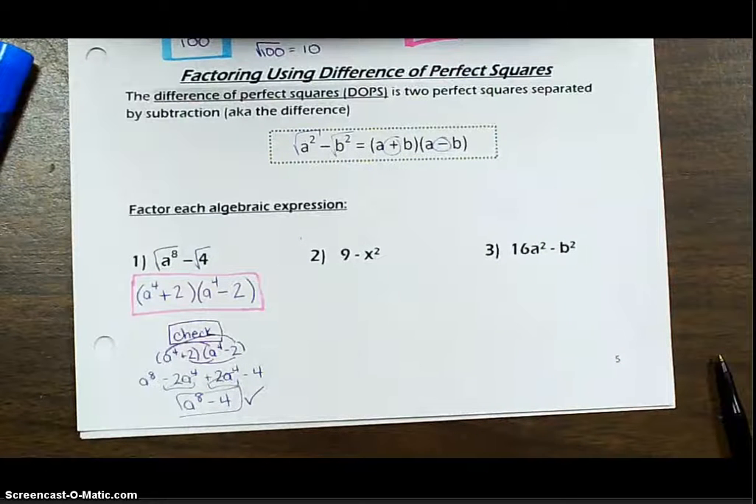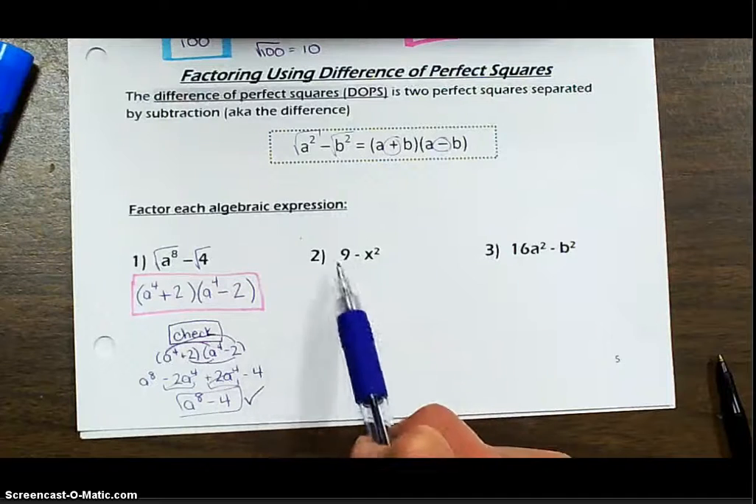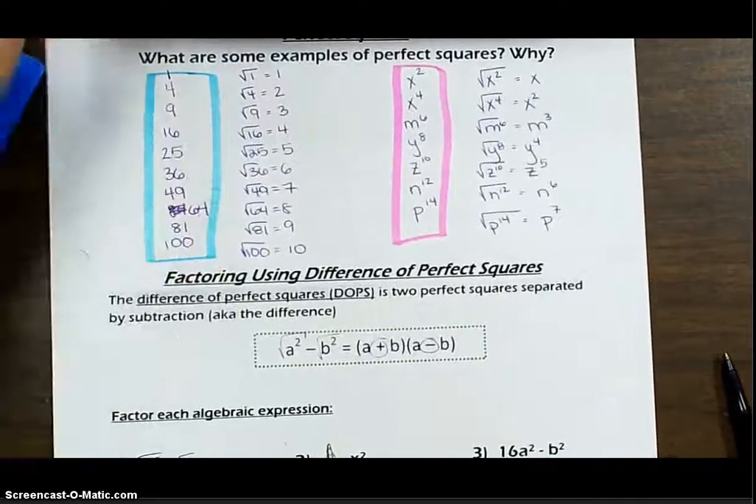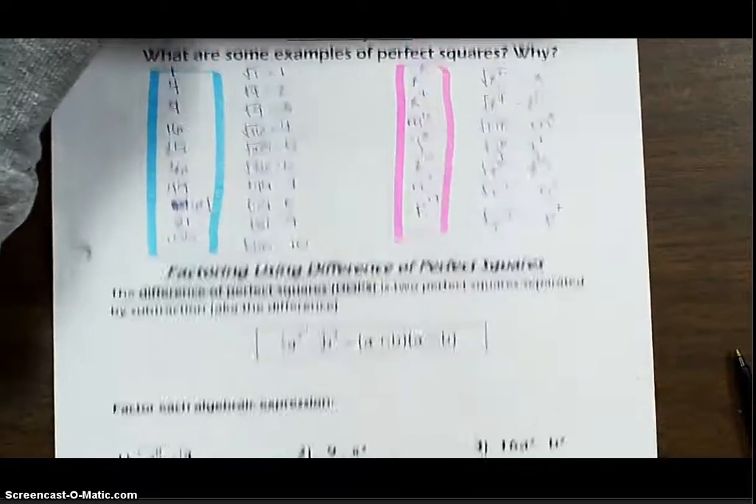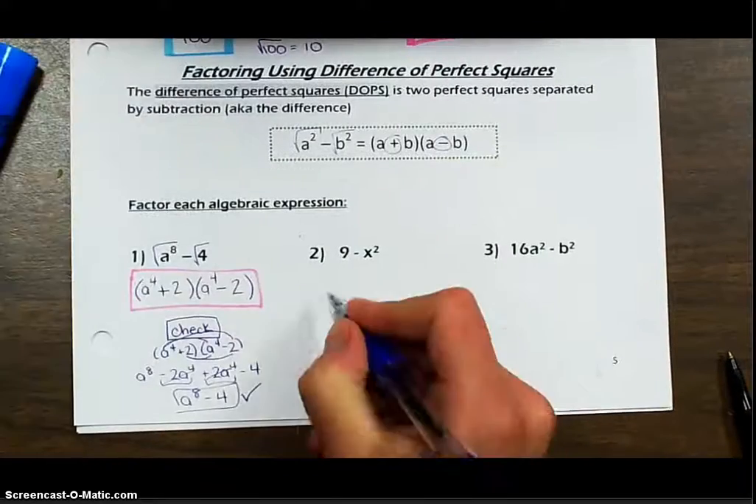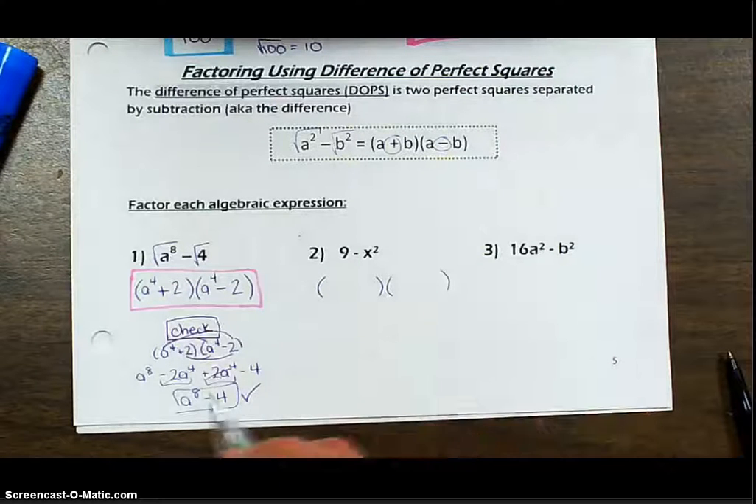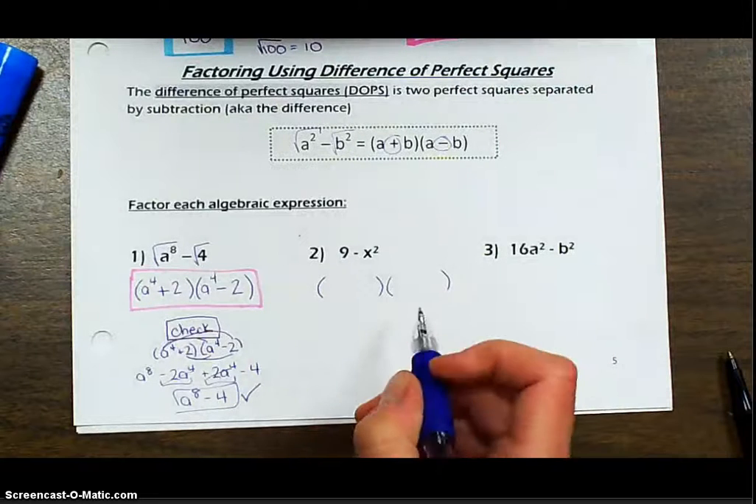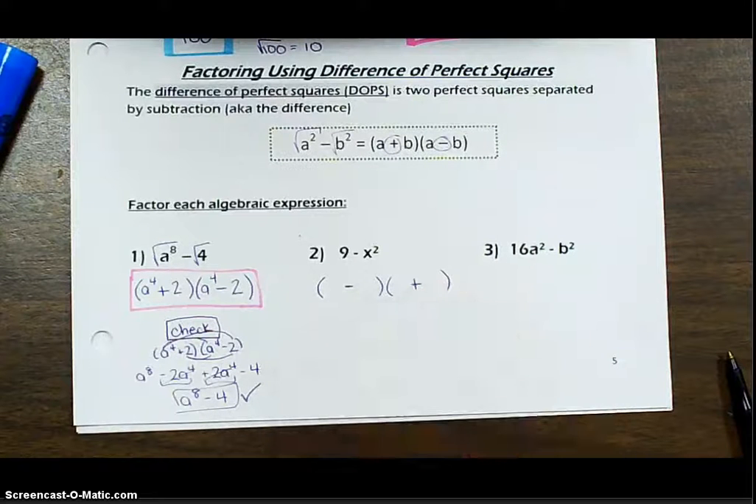Okay, let's try another one. Everybody take a look at number 2. First off, is it subtraction? Yes. Next, is 9 a perfect square? Is 9 on our list? There it is. Next up, is x squared a perfect square? There it is. It is. So we can use difference of perfect squares. I'm going to draw my parentheses. One gets a plus, one gets a minus. It does not matter which goes first, so this time I'll put a minus and then a plus.